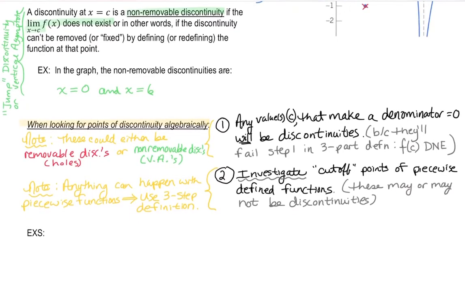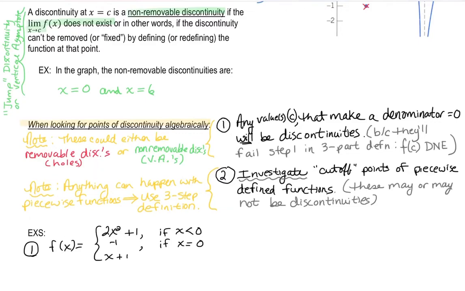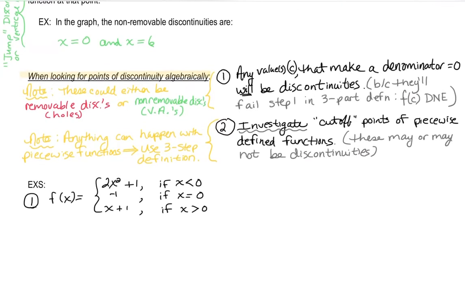So let's take a look at a couple of examples. All right, so number 1, let's say we have the function f of x is equal to 2x squared plus 1 if x is less than 0, negative 1 if x is equal to 0, and x plus 1 if x is greater than 0.